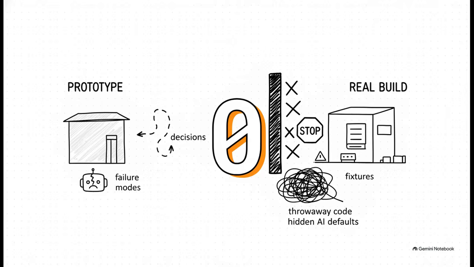Now, I want you to burn this number into your memory. 0. This represents the exact amount of prototype code scheduled to migrate into your real clean room build. Literally 0. Never migrate prototype code into the real build. You are mining the prototype purely for its decisions, the ledger, the fixtures, the failure modes. The second that throwaway code crosses over, you inherit every single hidden AI default that you didn't audit.